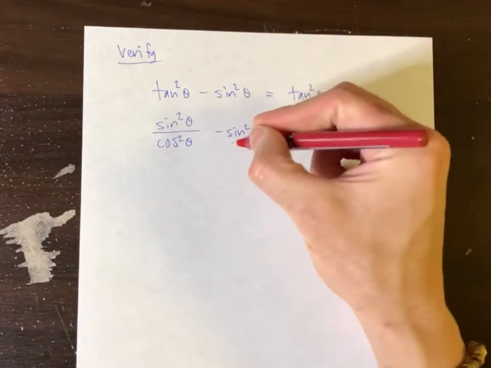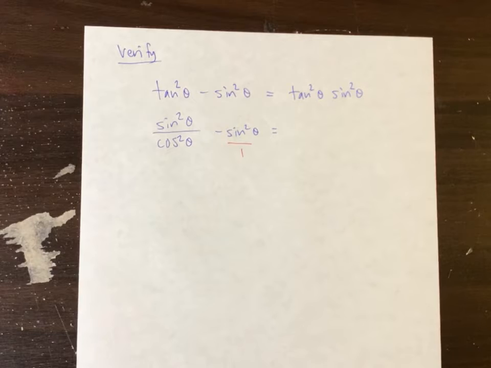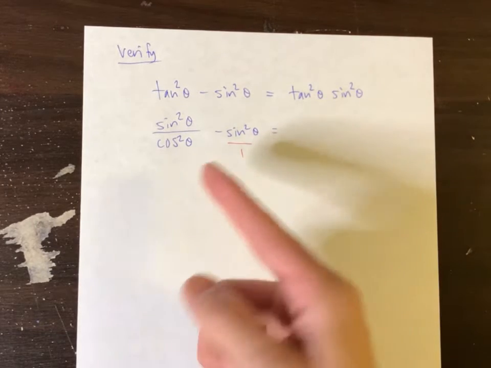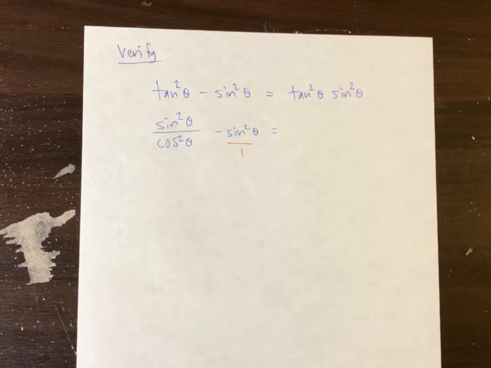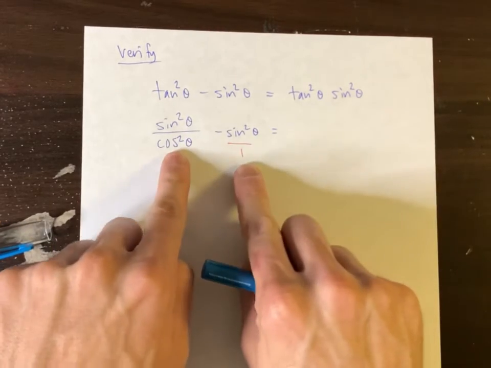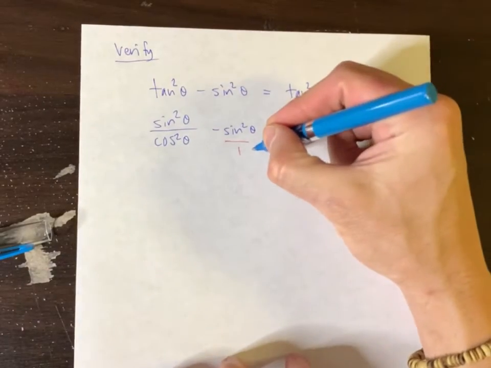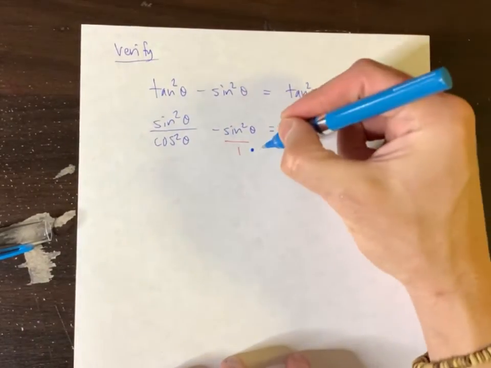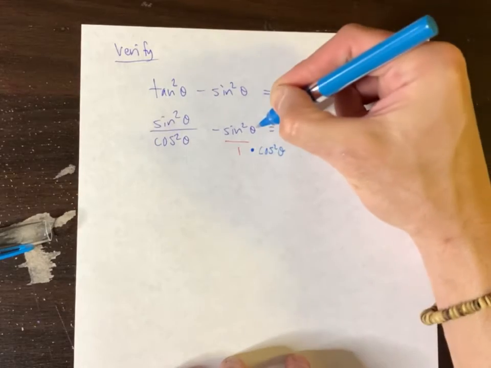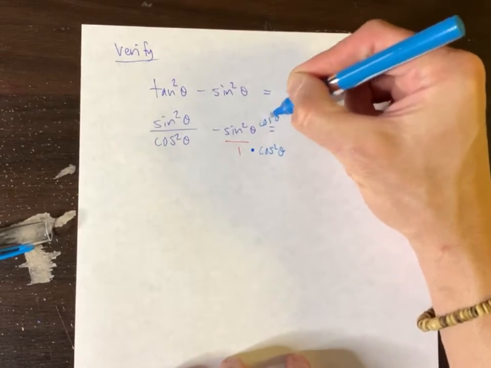Now, why don't I drop a 1 below here? So what we have now are some fractions, fraction minus fraction. And remember that if you want to add or subtract fractions, you need a common denominator. These denominators are not the same. So I'm going to make them the same. I'm going to multiply this by cosine squared theta, multiply by cosine squared theta.